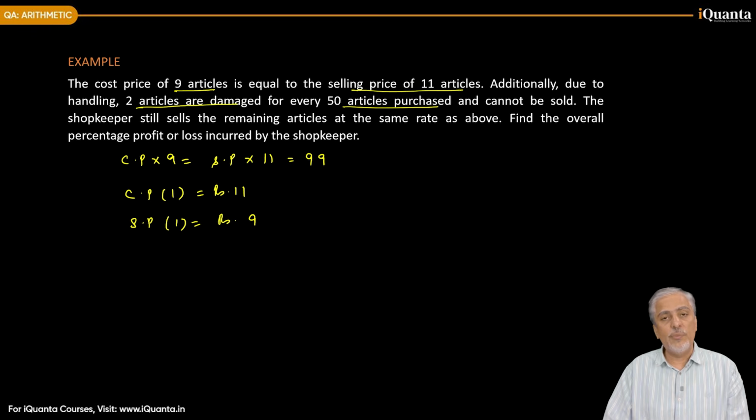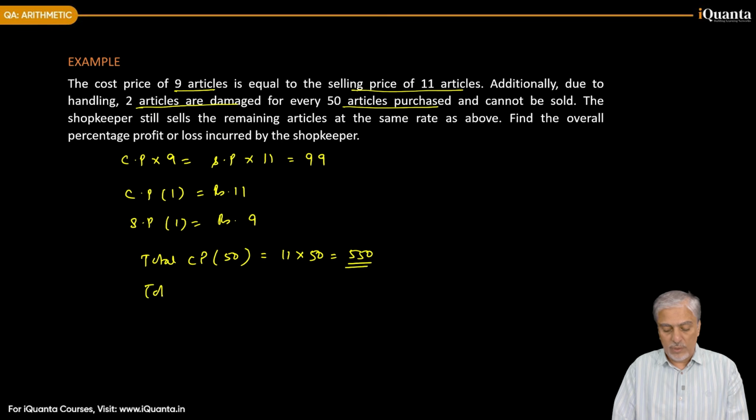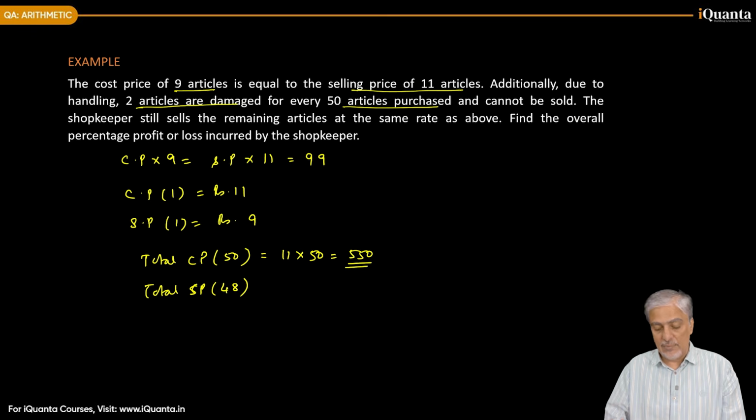Now, let's assume we purchase 50 articles. We could purchase anything in multiples of 50, it will not matter. If I purchase 50 articles, what is my total cost price? It will be 11 into 50, which is 550. And my total selling price will now be of only 48 articles, not 50, because two articles got damaged or whatever, and we could not sell them.